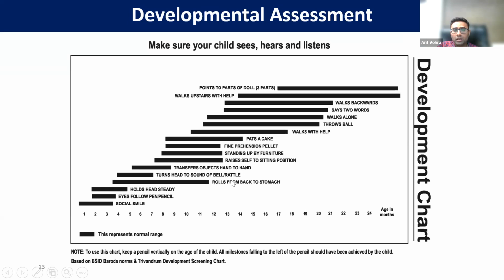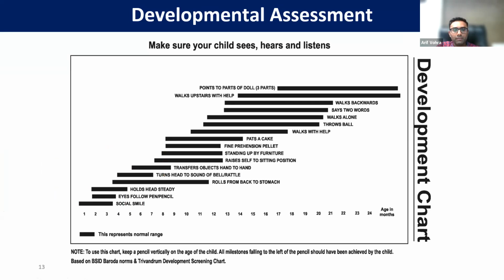Let's say the child is transferring objects from hand to hand. This milestone usually appears after 5 months of age, and most children achieve it between 5 and 9 months. So after 9 months, if the child is not transferring objects from one hand to another, it tells you this child has a developmental delay.